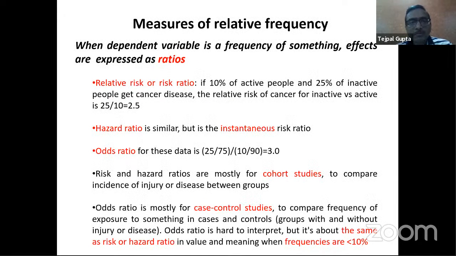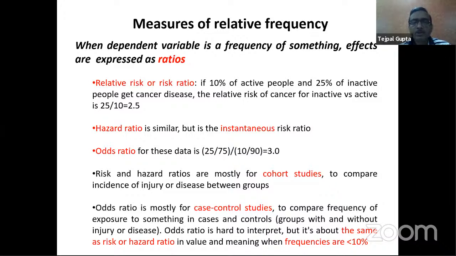Now, what are the measures of relative frequency? As I said, you could measure the relative risk or the risk ratio. So when the dependent variable is a frequency of something, effects are expressed as ratios. A simple example here: relative risk or risk ratio. If 10% of active people and 25% of inactive people get cancer, the relative risk of cancer for inactive versus active is simple here. It's 25 divided by 10, or 2.5.